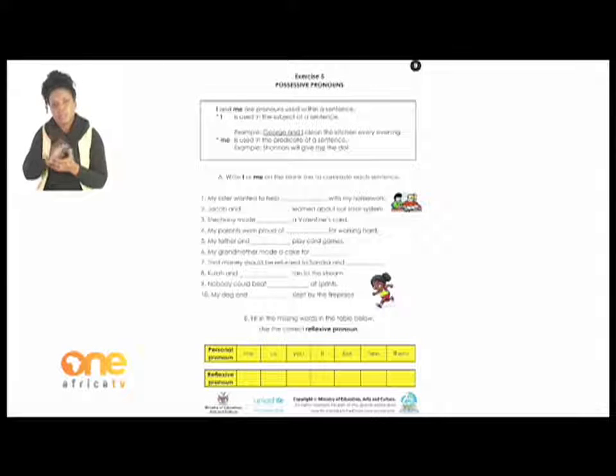Me, when do we use me? Me is used in the predicate of a sentence. Example, Shannon will give me the doll. Now, the instruction for the activity that you are going to do is you are going to write I as a personal pronoun or me as a personal pronoun on the blank line to complete each sentence.